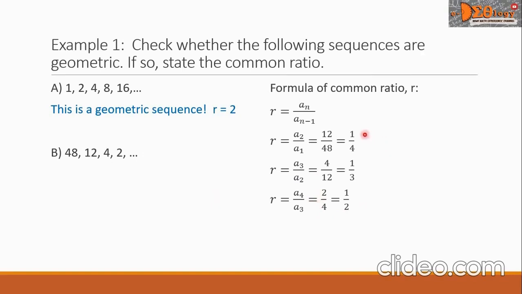We can see here that the ratios between two consecutive terms are not equal. So we say that this is not a geometric sequence. This is our final answer.